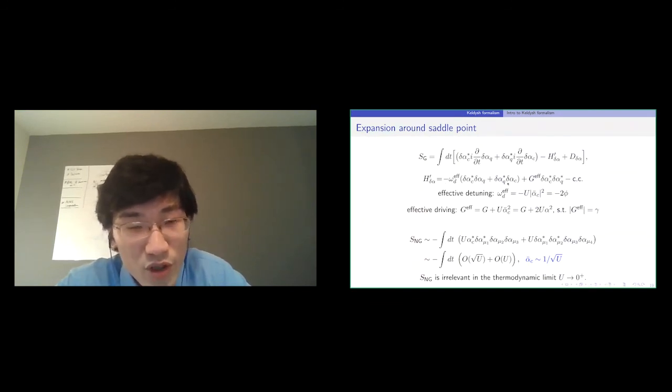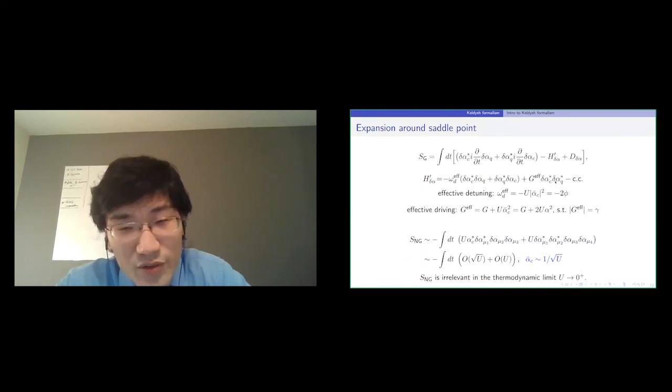That's different from the original one, and also the driving is actually different. The driving now has a modification from the saddle point solution alpha classical bar. So you can show that this driving always equals gamma above the critical point. So now you may question, what about the non-Gaussian part?